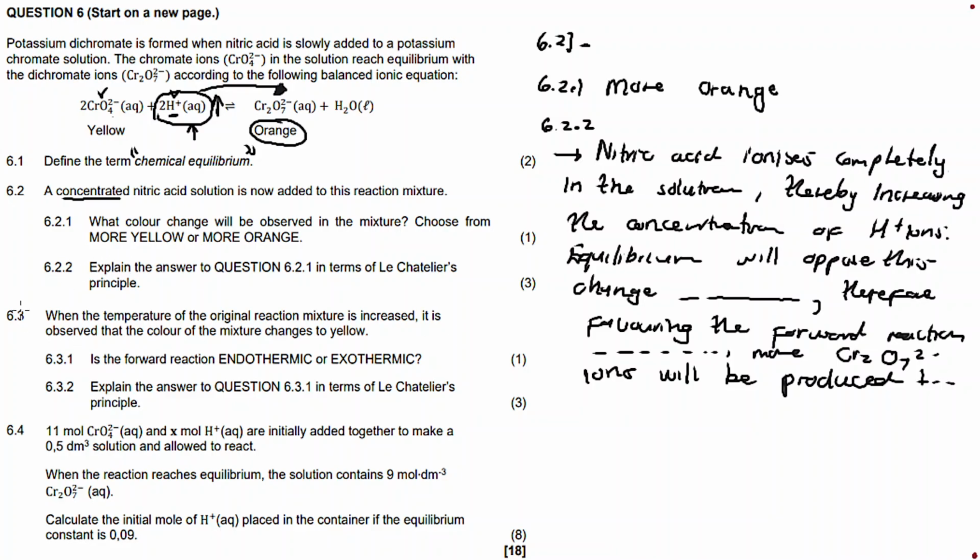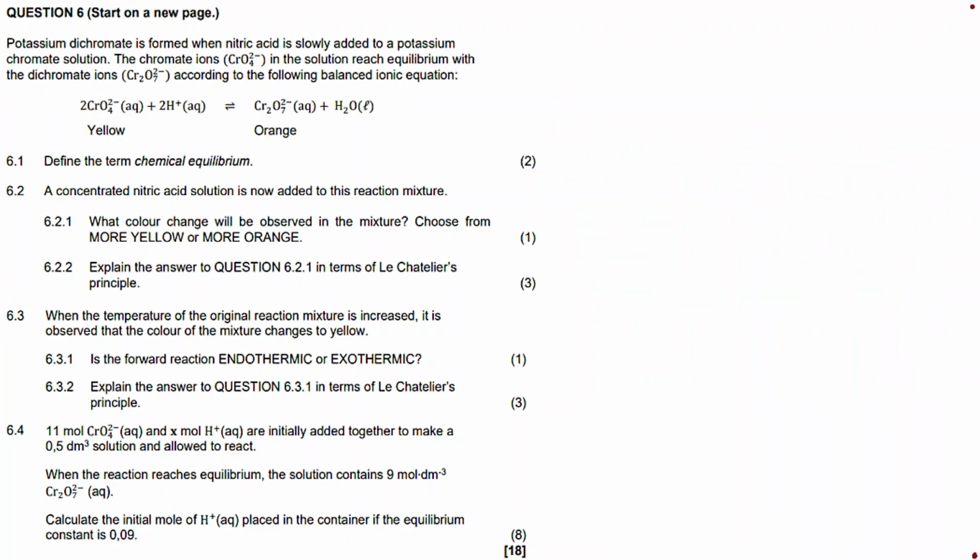Okay. So 6.3, when the temperature of the original reaction is increased, it is observed that the color of the mixture changes to yellow. Another textbook example. Okay, so by increasing temperature, it became more yellow. 6.3.1, is the forward reaction endothermic or exothermic? I'm gonna say exothermic.